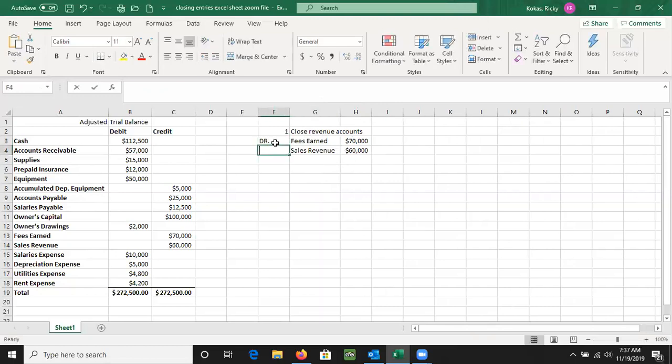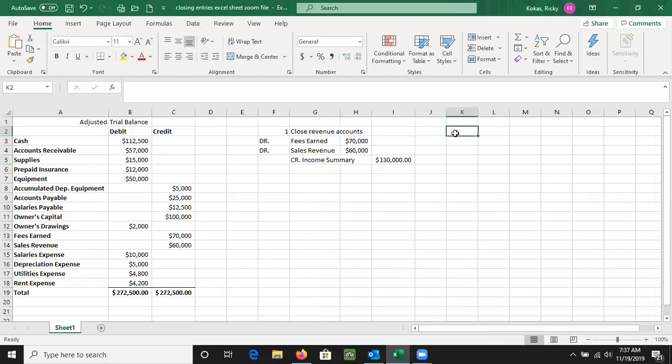Debit, debit. Now we have 2 debits. Rules of journal entry say debits have to equal credits. We don't have a credit yet. The closing process involves crediting this account called income summary for whatever you need to credit it for. So in this case, the debits total $130,000, so we're going to credit income summary $130,000. Okay? With me?